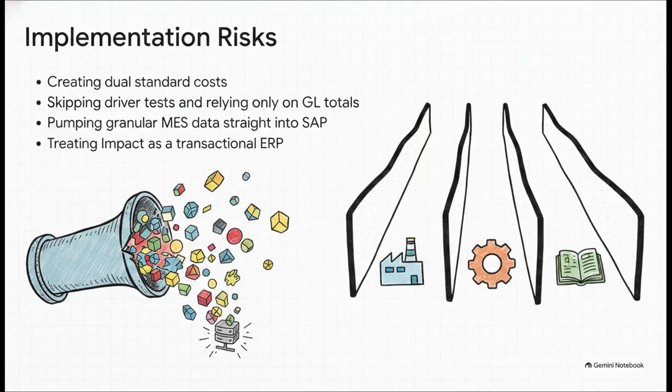But as with any major integration, there are some huge landmines you need to avoid. Number 1 is creating dual standard costs. We already talked about how that causes terrifying inventory mismatches. Another massive, common mistake is trying to bring all of that raw, super granular MES data straight into SAP. Don't do it. SAP just isn't built for that volume of physical trace data. It'll clog the system. And conversely, whatever you do, do not try to turn Impact ECS into a transactional ERP. Keep each system strictly in its own lane.